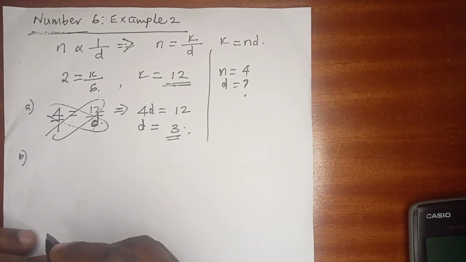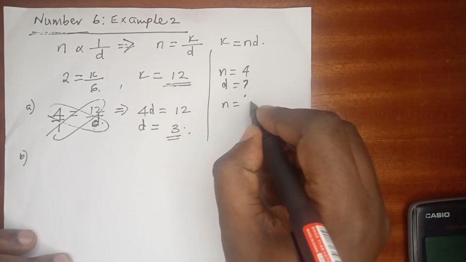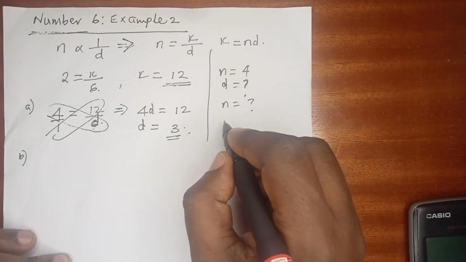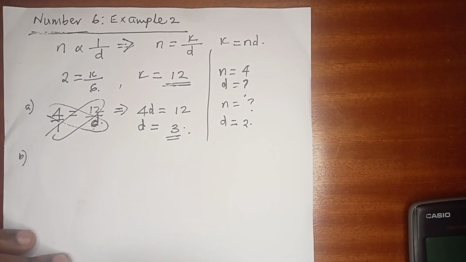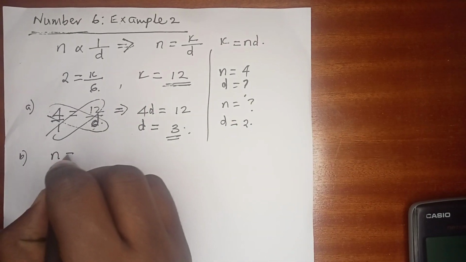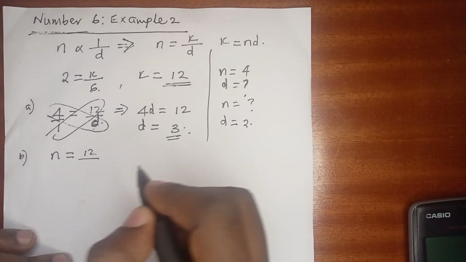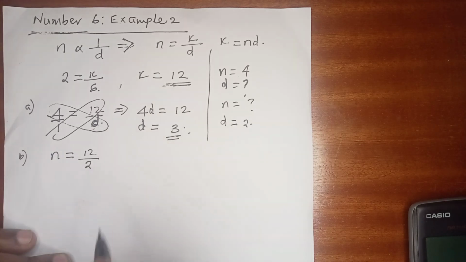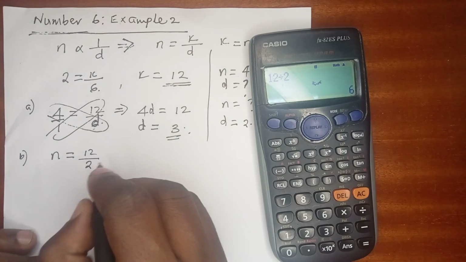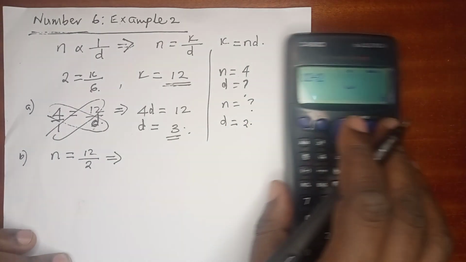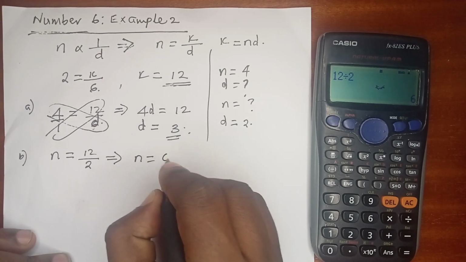Now, part B of the question is asking, how many pumps are needed to do the job in 2 days? So it is N which is to be found, and the number of days is already given as 2. The same relationship: N is equal to 12 over the number of days, which is 2. Consulting the calculator, 12 divided by 2 is 6. So we need 6 pumps to do the job in 2 days. So N is equal to 6.